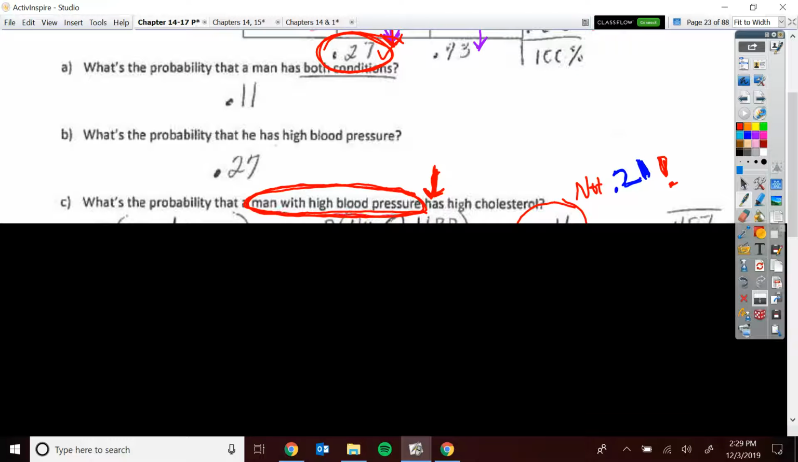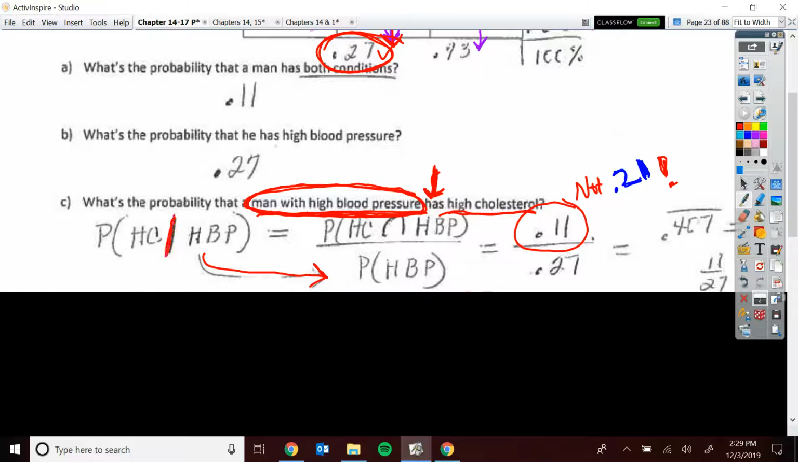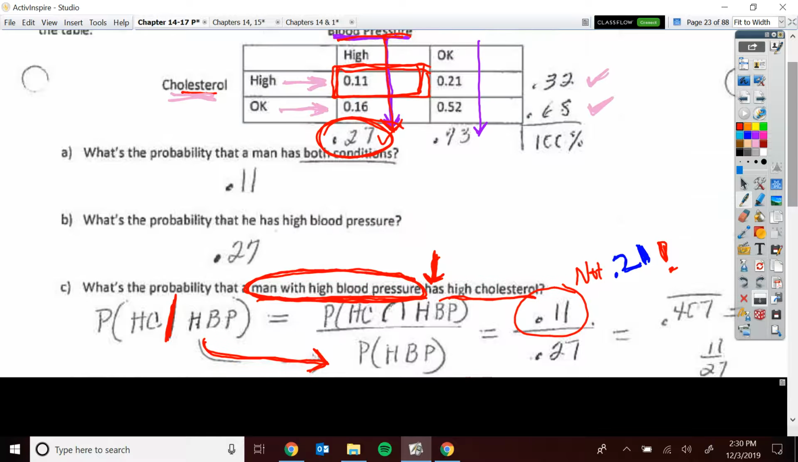So my man with high blood pressure is my denominator, and then the intersection, also having high cholesterol, is the numerator. So that verb helps you. Now, here is our given that. Given that he has high blood pressure, put all the high blood pressure people in this room. That's these 27 high blood pressure people. Everybody else is outside. And it says, of the 27 in here, who of those also have high cholesterol?